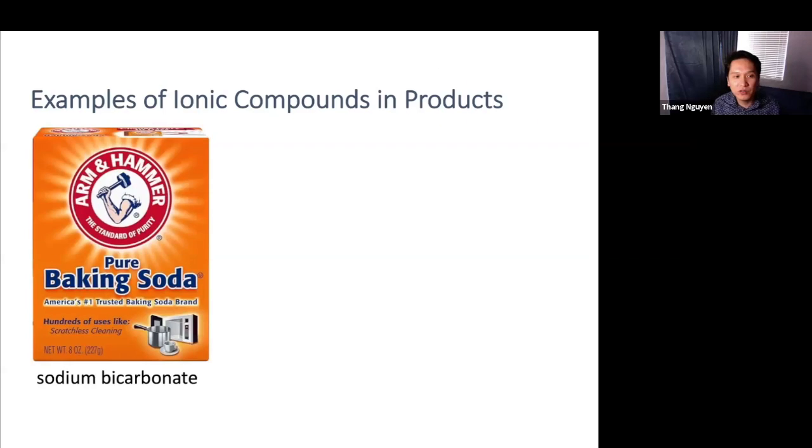All right, so I'm going to end our lecture today to give you some perspective about where you can find these in your everyday life. So for example, when you use baking soda, the main ingredient in there, or probably the only ingredient in there, is sodium bicarbonate. So you will use this to clean your house, or even put a batch of this in your fridge to get rid of the odor, because it absorbs the odor in your fridge.